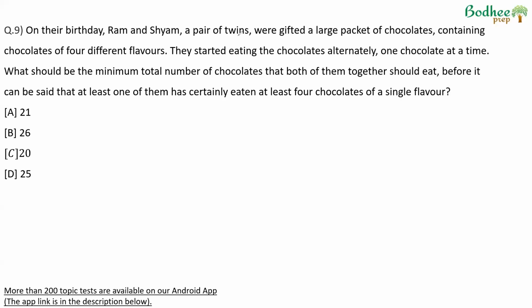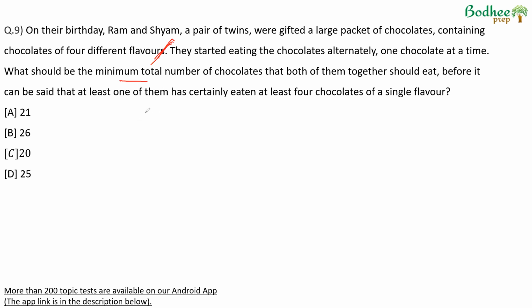On their birthday, Ram and Shyam, a pair of twins, are gifted a large packet of chocolates containing chocolates of 4 different flavors. They started eating the chocolates alternatively, one chocolate at a time. What should be the minimum total number of chocolates that both of them should eat before it can be said that at least one of them has certainly eaten at least 4 chocolates of a single flavor, 4 chocolates.